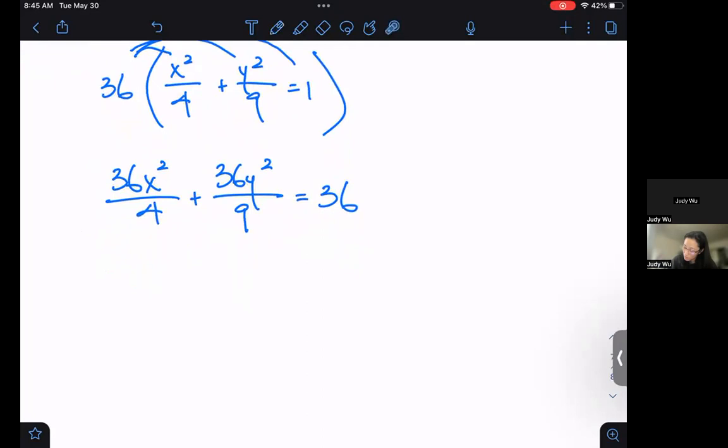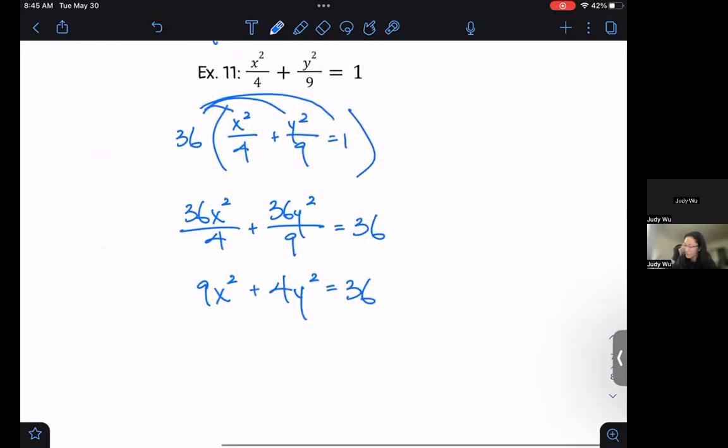And now let's see what reduces. 36 over 4 goes to 9. And 36 over 9 goes to 4. So really, I have 9x squared plus 4y squared equals 36. I know this was extra work, but now I've gotten rid of the fractions, which can be really helpful when we use stuff like this, not just in pre-calc, but also in Calc 1, Calc 2, and Calc 3. It can be really useful for us to know how to get rid of those fractions.